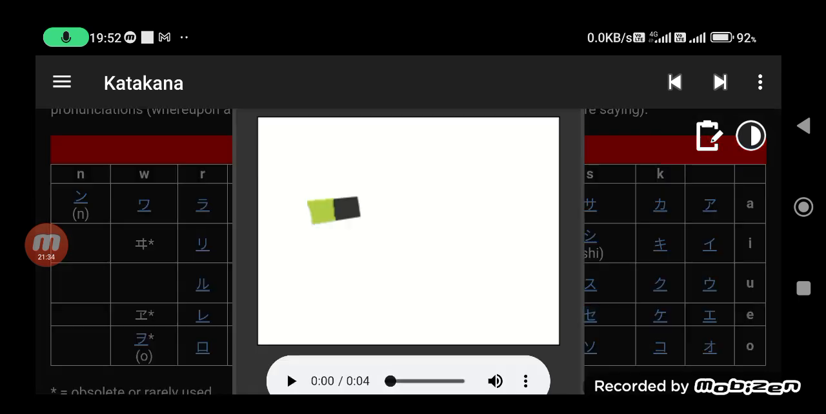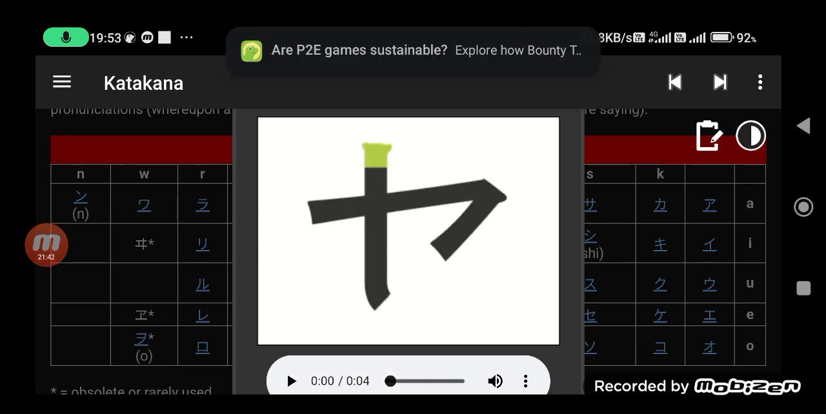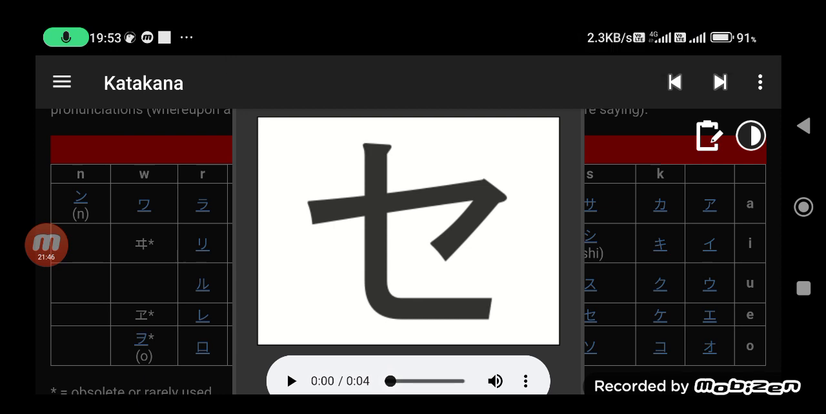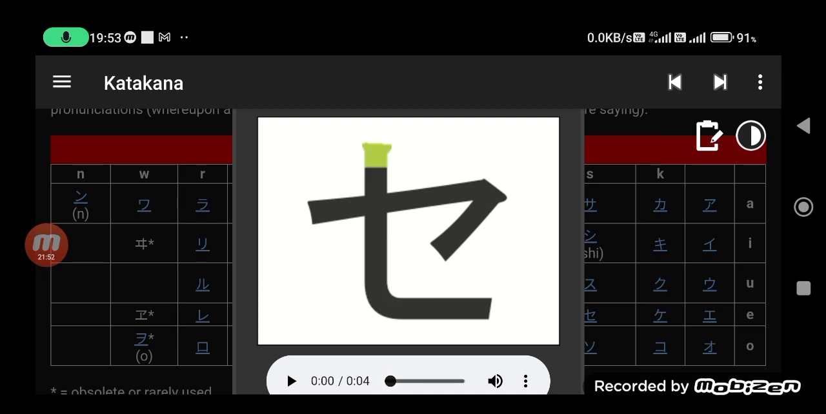Now this is the se. So. I want to see the se. Se. You start with the horizontal part and then vertical. Se. Okay, that's se.